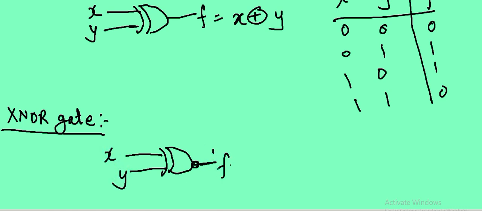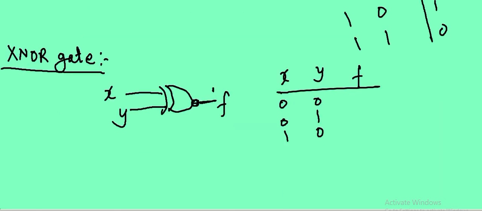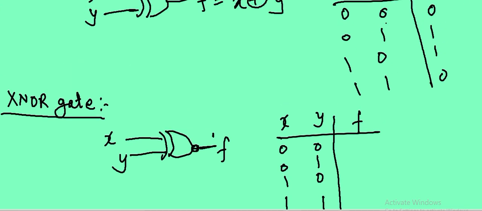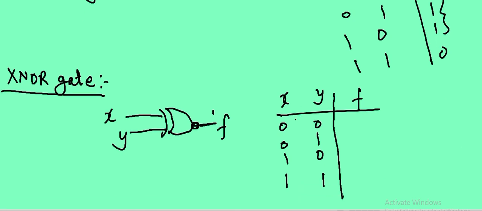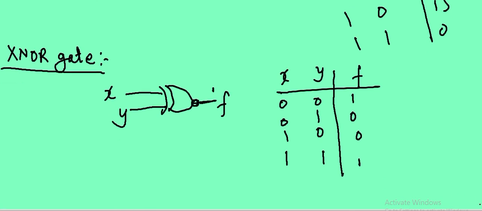The truth table will be the opposite of this gate, so it will be X, Y, F. So putting the values of X, Y, it will be 1, 1. Then in the Xor gate, if both the inputs are different, then it is 1, otherwise it is 0. But in this case, if both the inputs are the same, then it will be 1, otherwise it is 0. So in that way we can define all the logic gates along with the Boolean algebra laws.